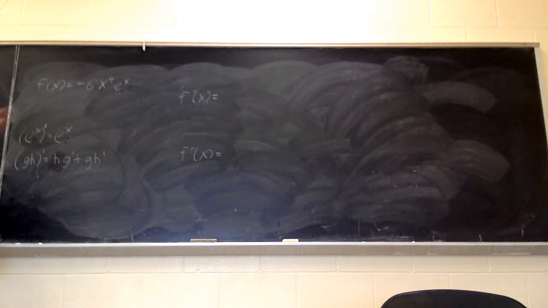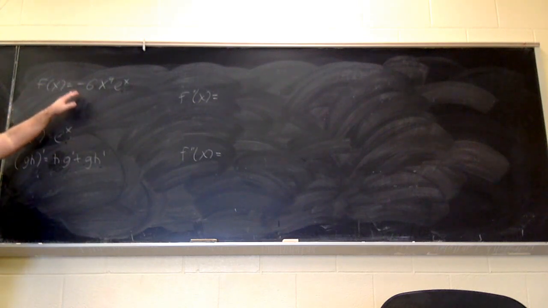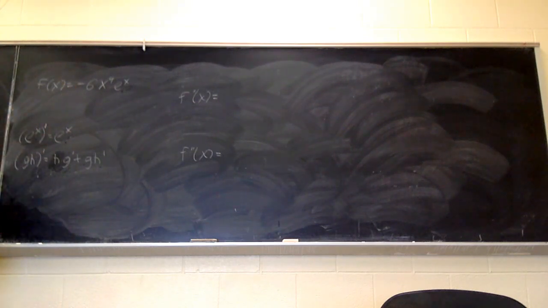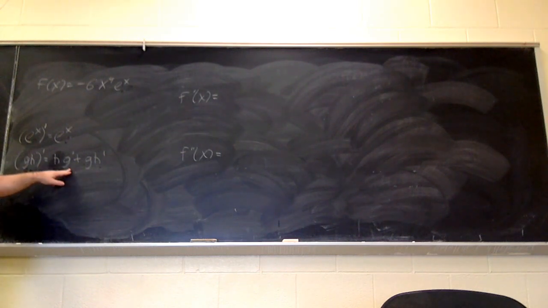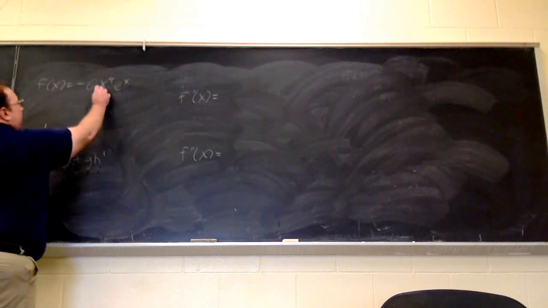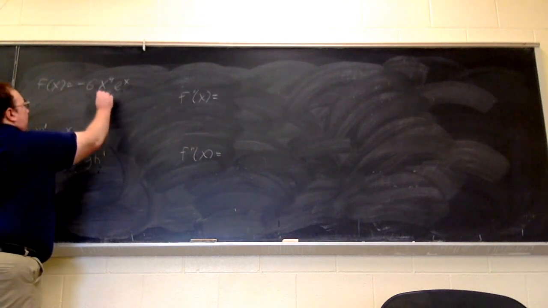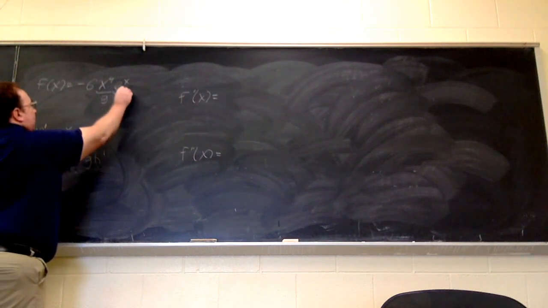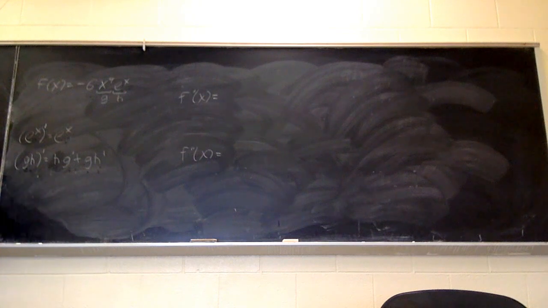So for this function we have f of x is minus 6x to the fourth times e to the x. That's a product, so we need to use the product rule. To refresh your memory, the derivative of a product of two functions, g times h, is h times the derivative of g plus g times the derivative of h. So we have two terms. In each term, only one of the two functions being multiplied is being differentiated. The other is left alone. In this case, minus 6 out front, and x to the fourth you can think of as our g, and e to the x you can think of as our h.